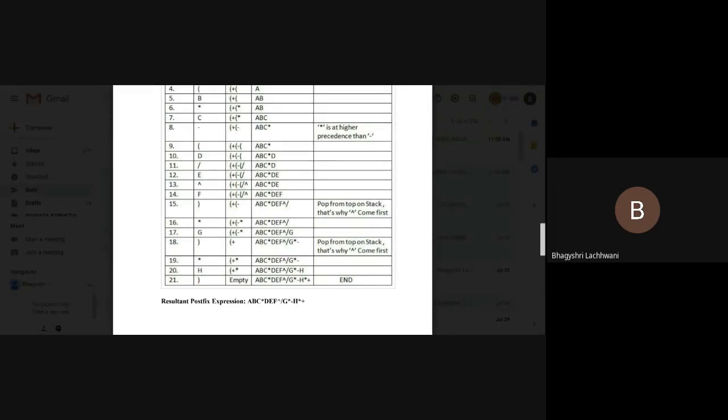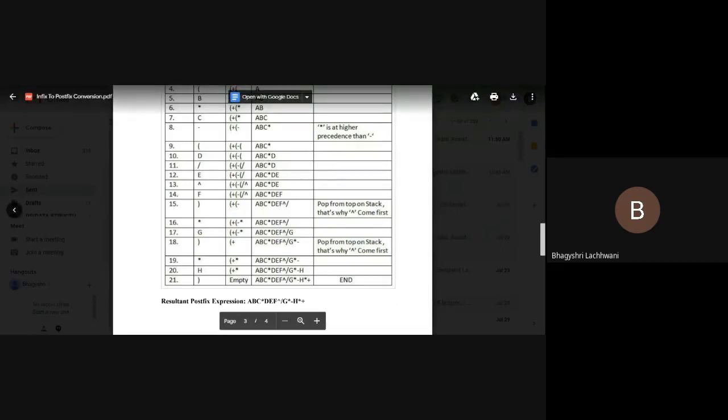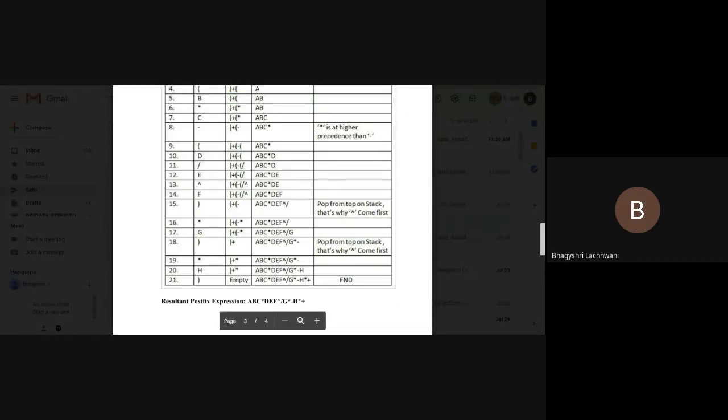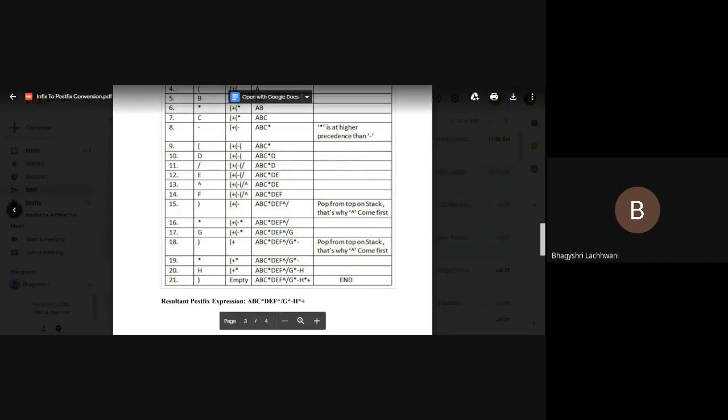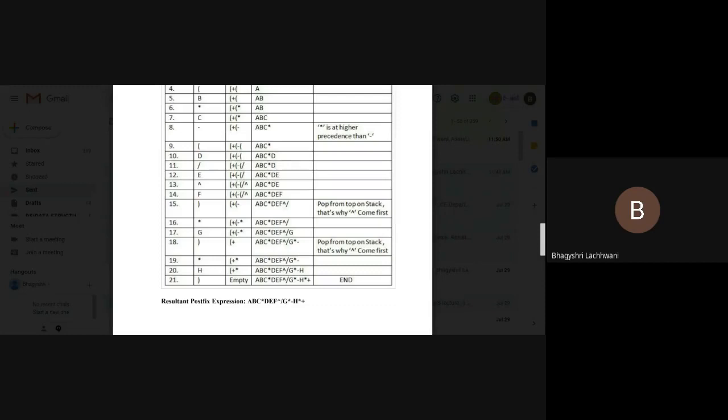Then h is coming. H is an operand, that means directly we will shift it to the postfix notation. Then closing bracket, that is an indication that whatever operators are in the stack, you have to shift them to the postfix. So first we will shift multiplication, then we will shift plus and the starting bracket. That means the starting and closing brackets will be popped out, so the stack content will now be empty, and the string has ended. So this was the final postfix notation for the corresponding infix.